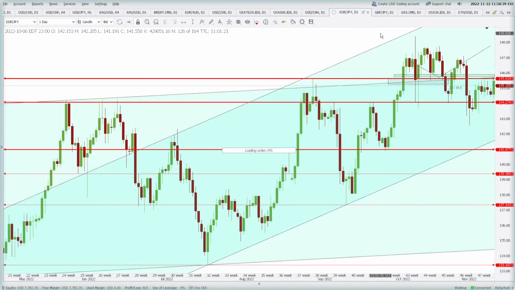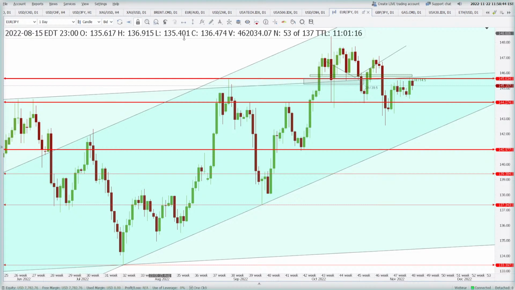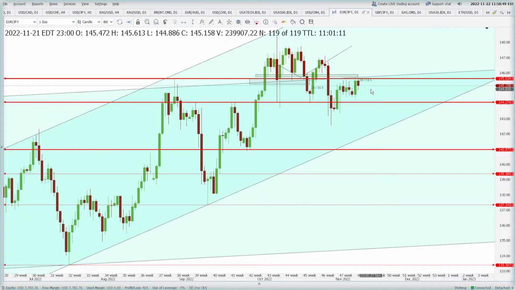Nothing much about this. Let this pattern form and then break below, and then we will see what to do with this one. Euro JPY, I am bullish on this one, but the price has just tested the resistance at around 145.63.